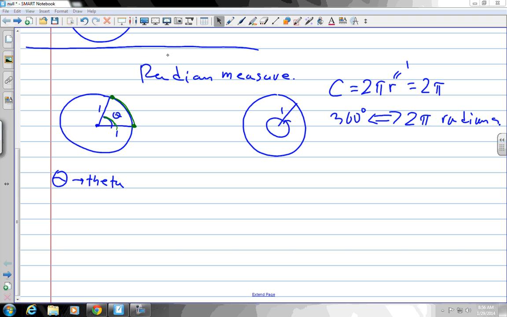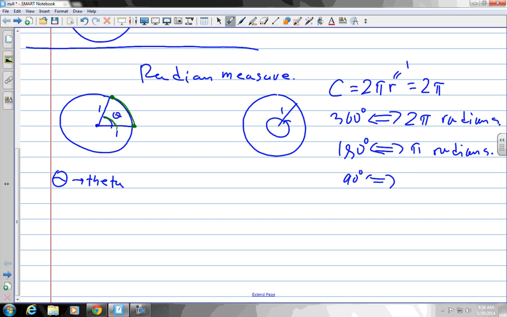So therefore, if I keep going, I can say that 180 degrees is equivalent to just pi radians. Okay? And I can go, 90 degrees is the same as pi over 2 radians, and so forth, right? The 45 degree would still be equivalent to pi over 4 radians, 30 degrees.